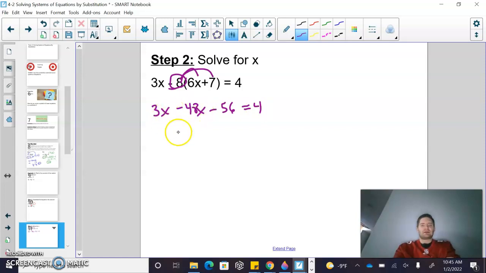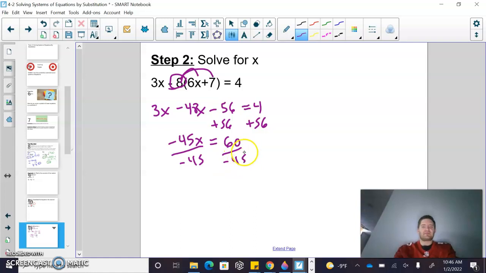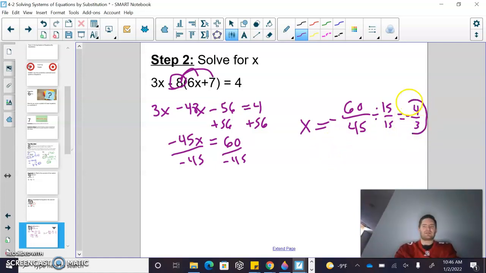Now 3x minus 48x, that's going to be negative 45x. We're going to add 56 to both sides and get 60. And then we're going to divide by negative 45 on both sides. Then x is going to be equal to 60 over negative 45. If we divide both sides by 15, we get that x is negative 4/3. So that is what x is.